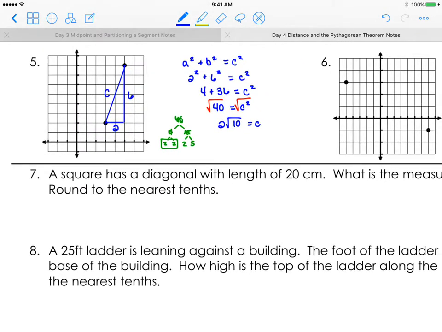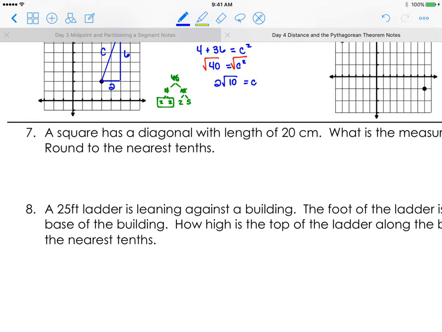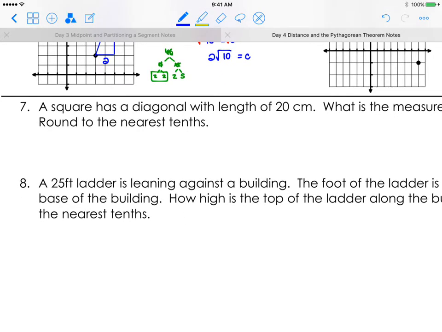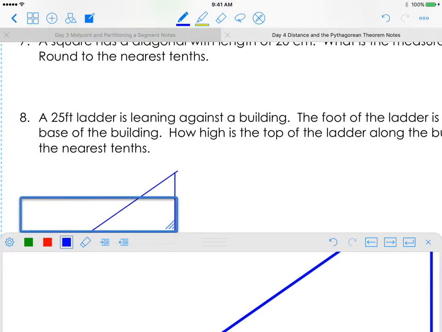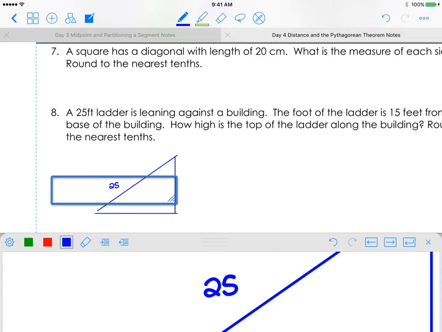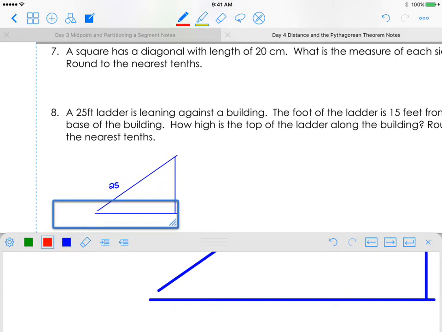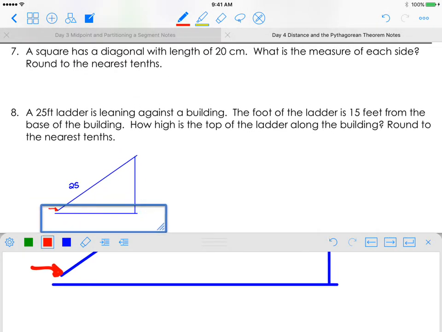Okay, let's look at one of these word problems. They tell us a 25-foot ladder is leaning up against a building. So the best way to attack this is: here's our building, and there's our ladder. Oops. All right, so there's the earth, and then there's the ladder. They told us the length of the ladder is 25 feet, and that the foot of the ladder, which is this bottom part, is 15 feet from the base of the building. So that means this bottom leg is 15.